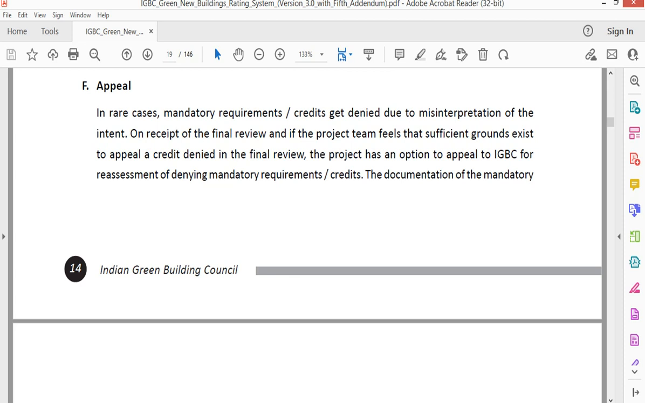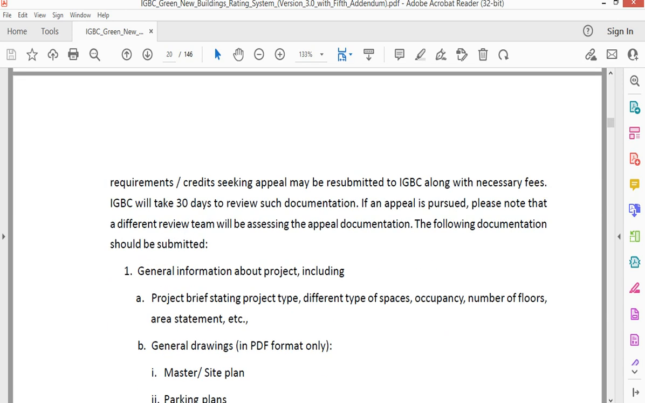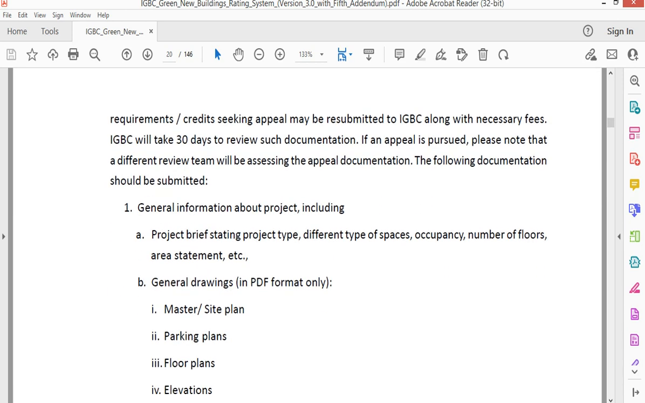So in such cases, in rare cases, the mandatory requirements of the credits get denied due to the misinterpretation of the intent. On receipt of the final review, if the project team feels that they have sufficient grounds to appeal for a credit denied in the final review, they can appeal to the IGBC for the reassessment of that particular mandatory credit requirement or the credit. The documentation of those mandatory requirements and the credits seeking appeal has to be submitted to the IGBC by paying the necessary fees. The IGBC would take 30 days to review such documentation.